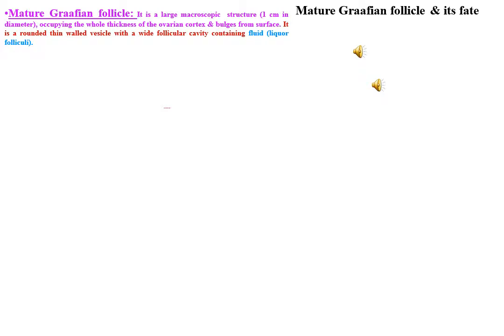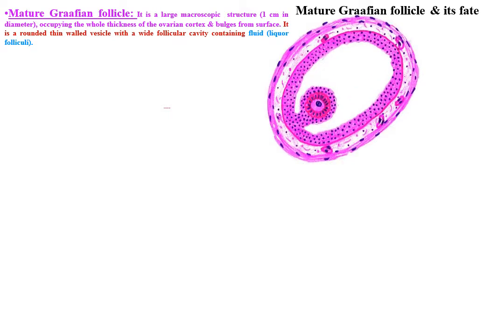Mature Graafian follicle and its fate. Mature Graafian follicle is a large macroscopic structure about 1 centimeter in diameter, occupying the whole thickness of the ovarian cortex and bulging from the surface. It is a rounded, thin-walled vesicle with a wide follicular cavity containing fluid, liquor folliculi.